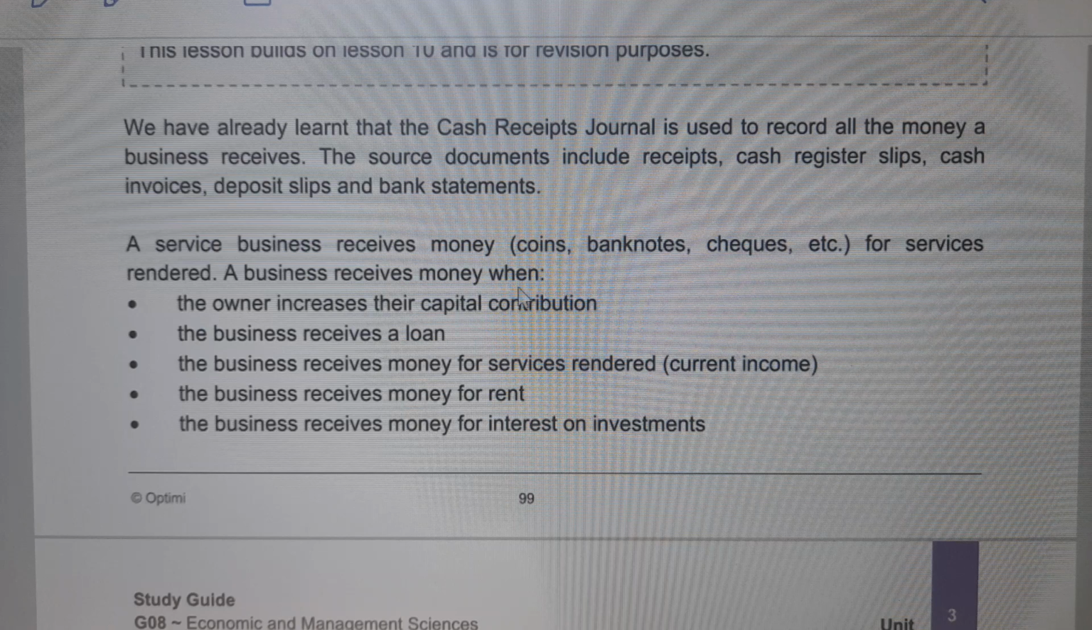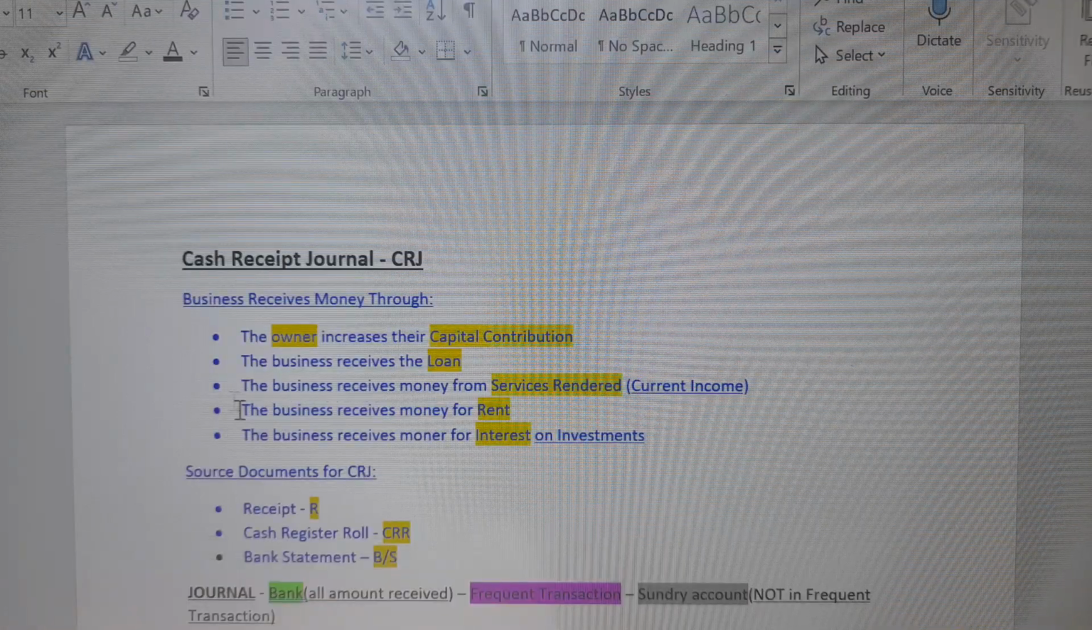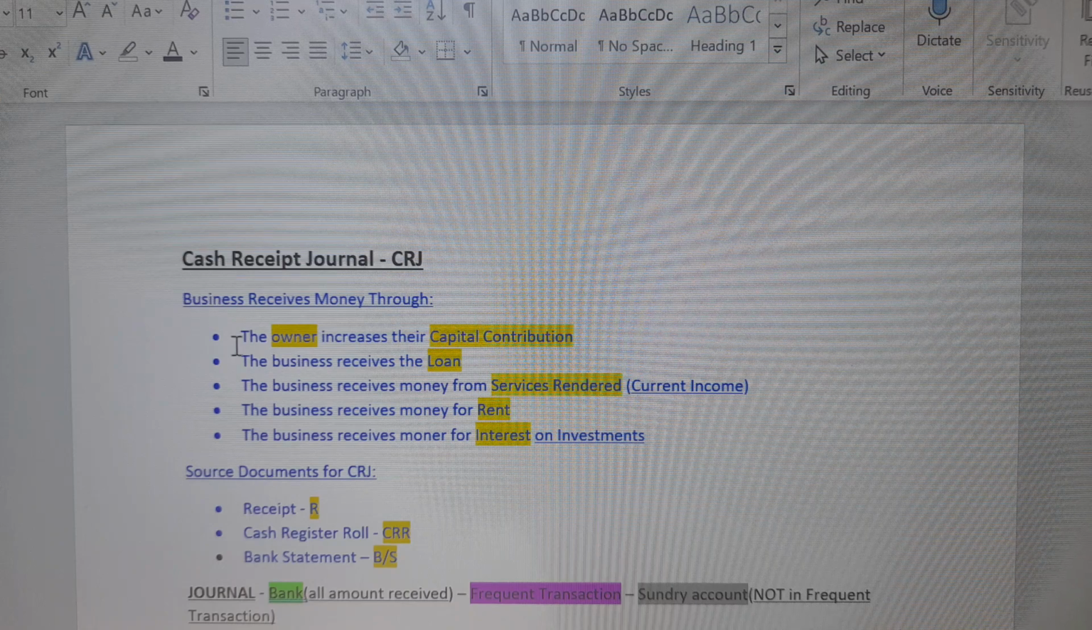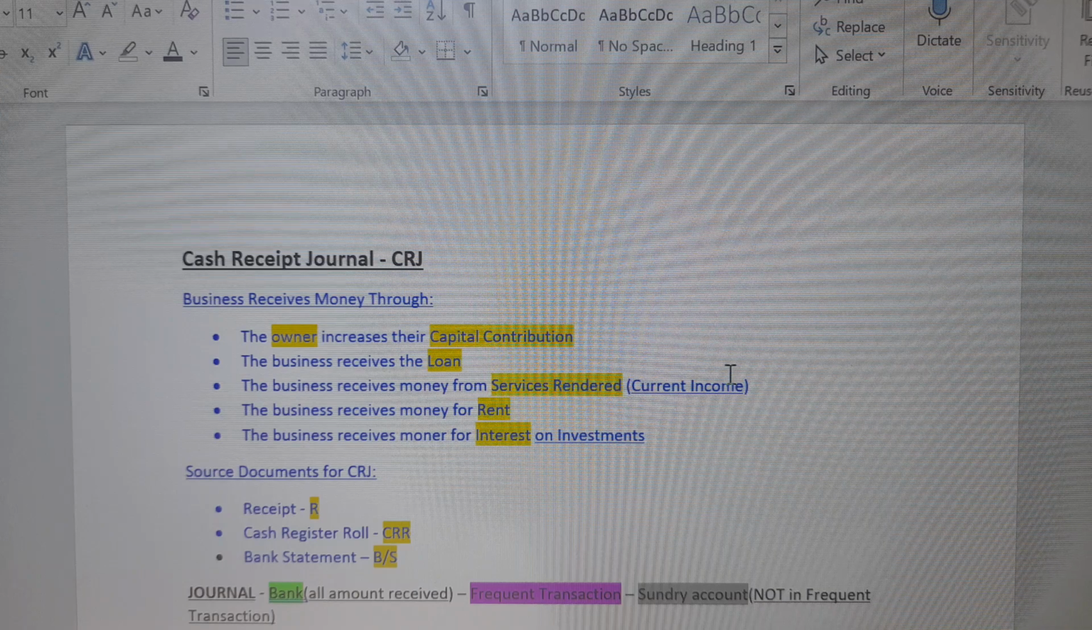A business receives money when, number one, the owner increases their capital contribution. Sorry, we are on page 99 of your textbook. I have made notes on this one. So for the CRJ, the business receives money when the owner increases their capital contribution, when the business receives a loan, and when the business receives money from services rendered, which is the only current income. Services rendered is the current income.